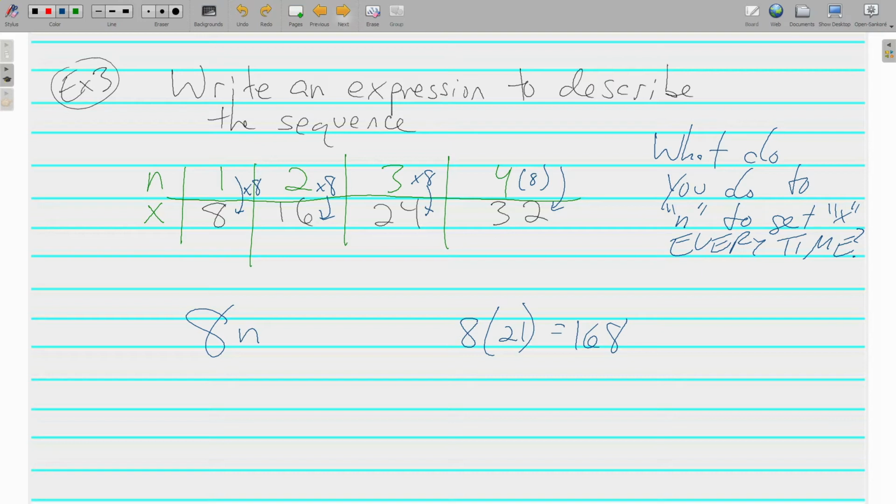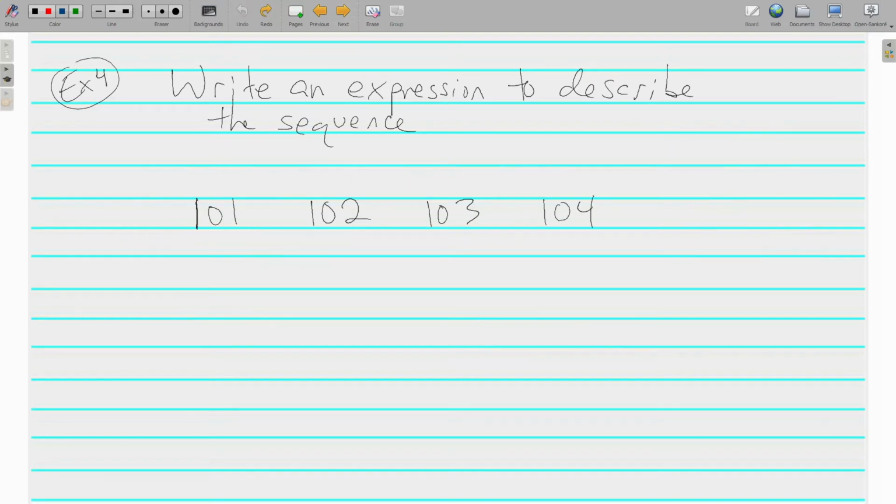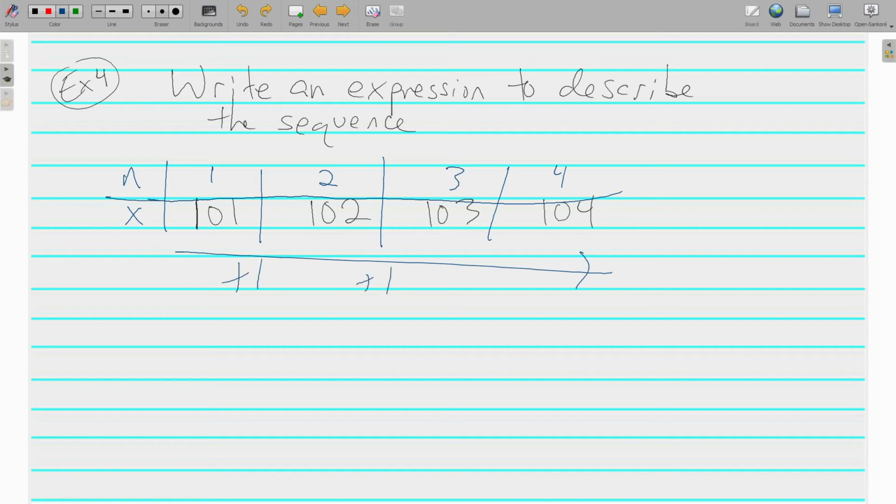Another one of these, write another expression to describe the sequence. Again, I'm going to make a table. That was not a straight line. Let's try again. Better. First number, second number, third number, fourth number. And I know it's another arithmetic sequence because as we move this way, it's plus 1, plus 1, plus 1. But that's not what we're doing. We're not identifying the sequence. We are writing the expression that describes it.